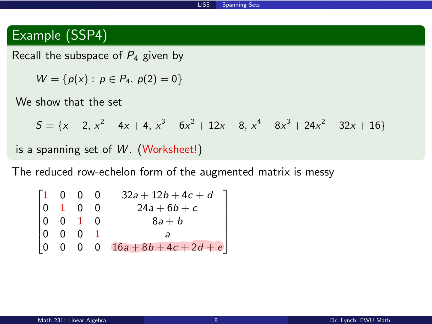Now, as it turns out, because R satisfies the rule to be in W, when I plug in R of 2, I get exactly this expression. Okay, so I'll let you work that out for yourself, but it turns out that when R is in W, that expression has to be 0, and that gives us that S is a spanning set of W.